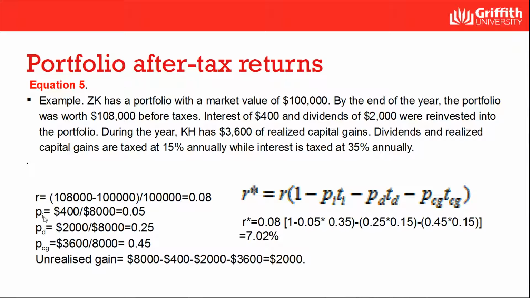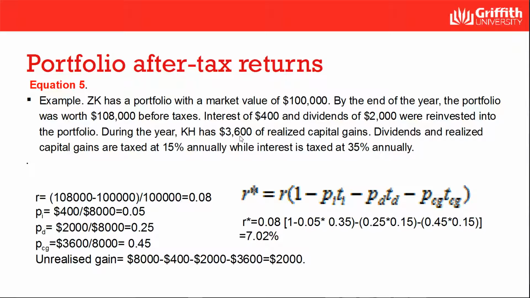The proportion of interest is $400 received divided by the total of $8,000, and that's the difference between what we ended with and what we started with. That's 5%. The proportion of interest income is 5%. The proportion of dividends is 2,000 divided by 8,000, which is 25%. The proportion of capital gains is 3,600 divided by 8,000, which is 45%.